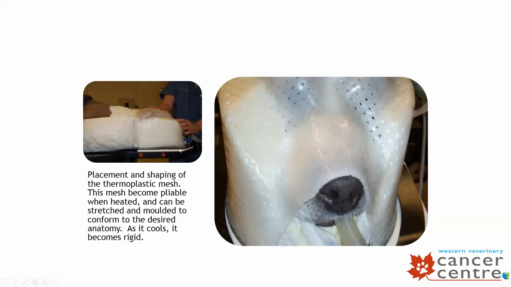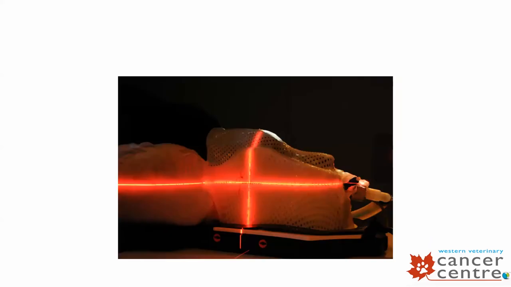And this white frame is actually part of this mesh, and it's an indexing frame. It locks into the table at specific positions. And the table has index marks on it so that if we lock this in to index mark B today, and then we do that again tomorrow, we should have that patient in exactly the same position, or very, very close to that. And now here's our patient ready to go to CAT scan.